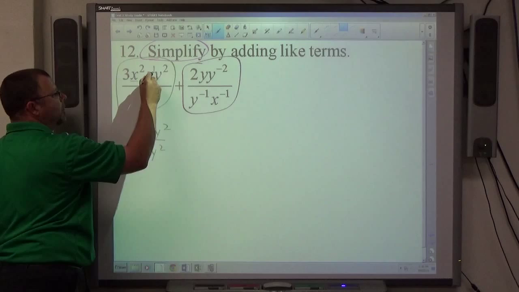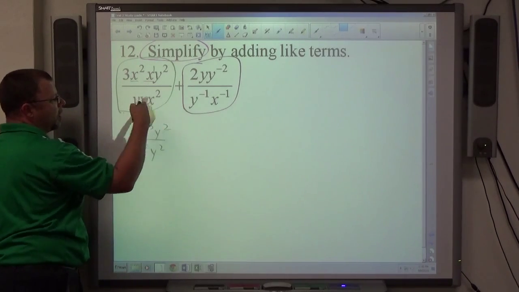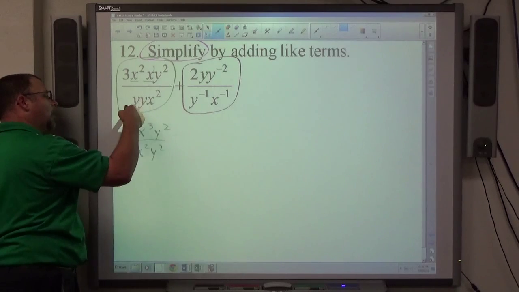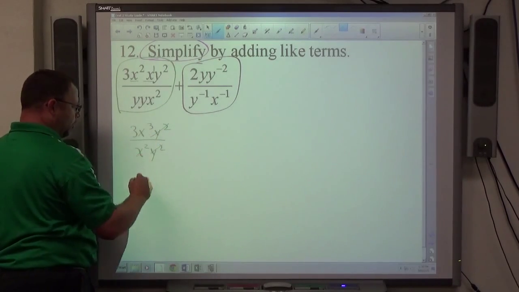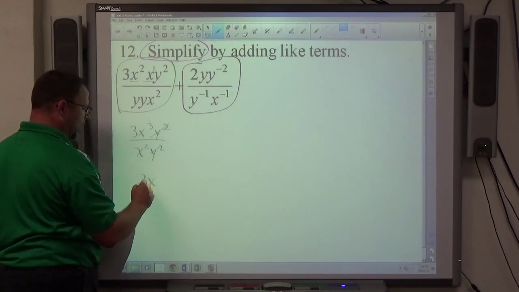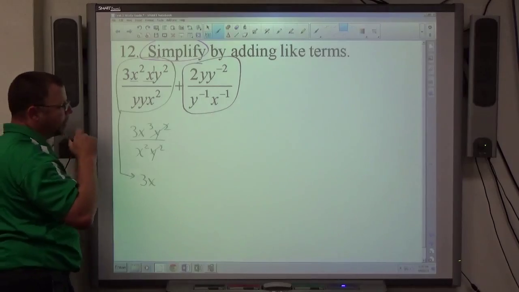X squared times x to the first makes x third. Y squared is behaving itself on top. 3 is behaving itself on top. X squared behaving itself on the bottom. Y times y is y squared. These cancel. X cubed over x squared makes x to the first attached to the 3. So this term here, simplest form, is 3x.